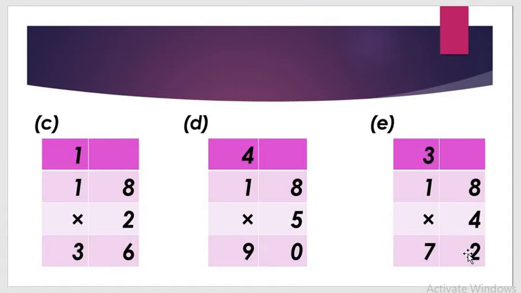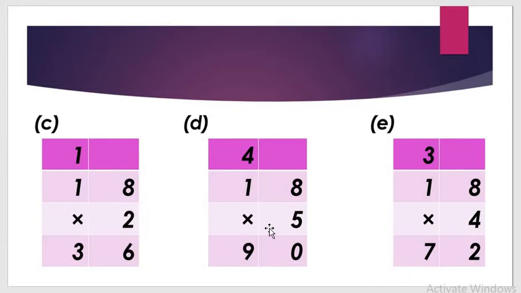4 8s are 32. 2 here and 3. Then after, 4 1s are 4. 4 plus 3, so how many, all students? 7. 4 plus 3 is 7. So the answer is what, all students? The answer is 18 4s are 72. Understood?